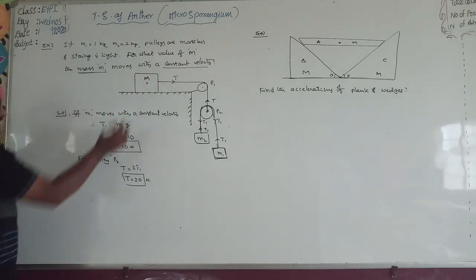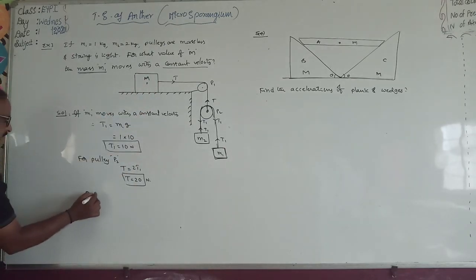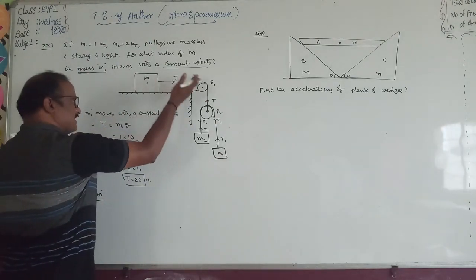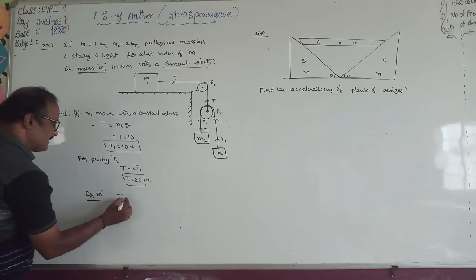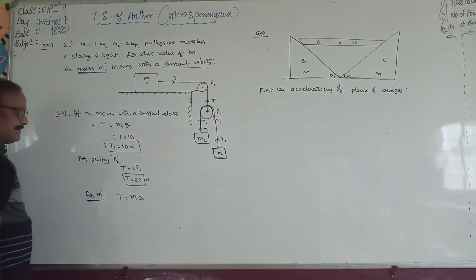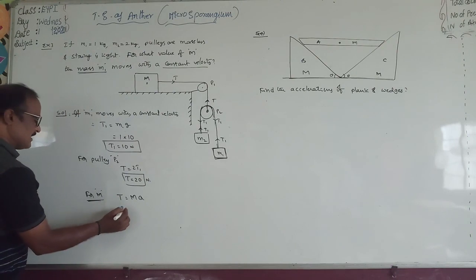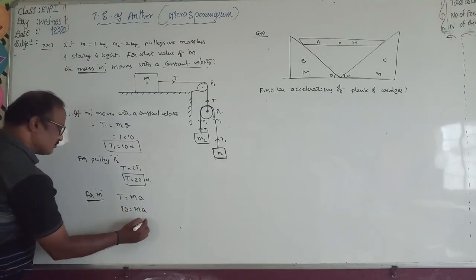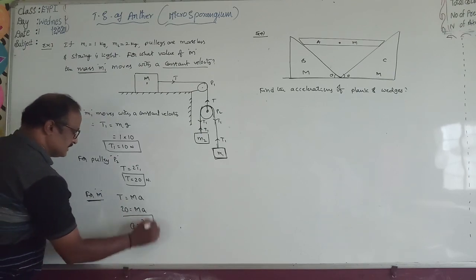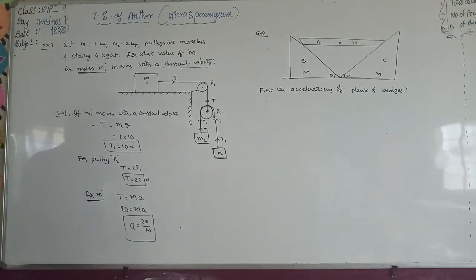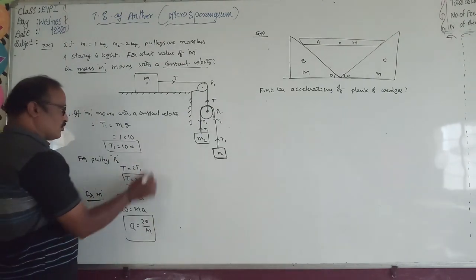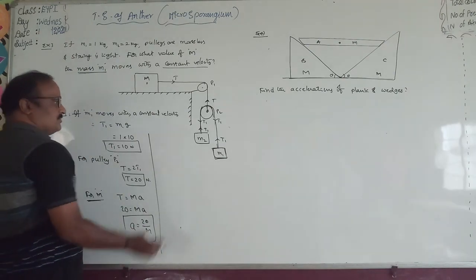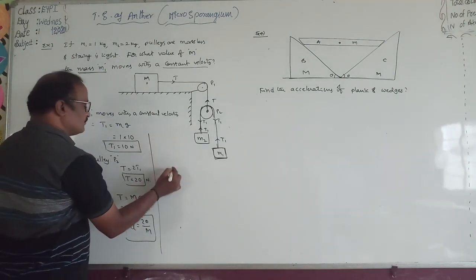Again, for the block of mass capital M, the pulling force is capital T. That's why capital T is equal to MA. Capital T is 20, equal to capital M into A. Therefore, A is equal to 20 by M. The acceleration of capital M is 20 by M. Right? Now, let us observe the free body diagram for M2.